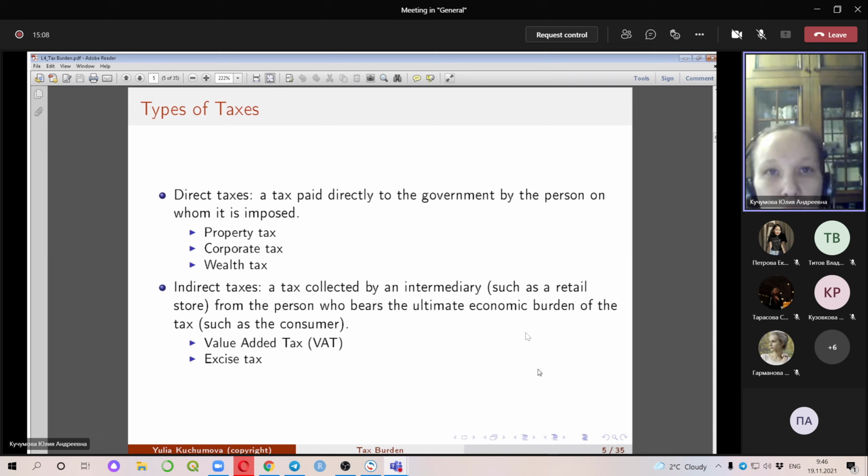Also you might encounter different classifications of taxes. Taxes are usually divided into direct and indirect taxes. Direct taxes are those paid directly to the government by the person on whom it's imposed. Depending on the country and the tax system, different taxes might fall into these categories, but usually they are property tax, corporate tax, and wealth tax.